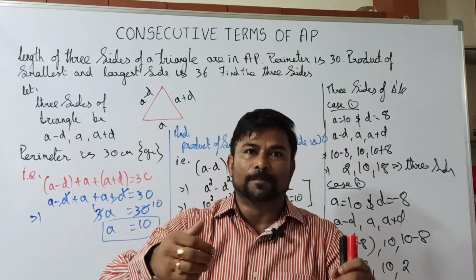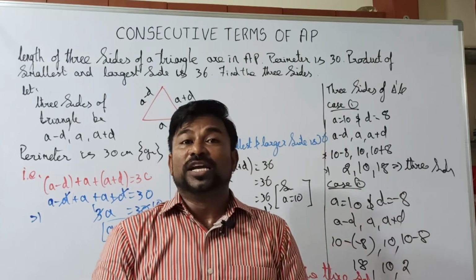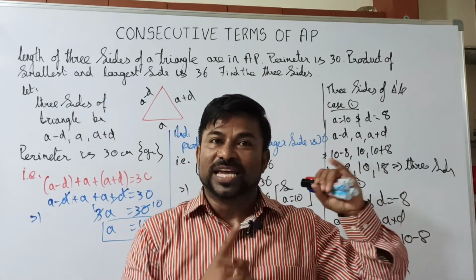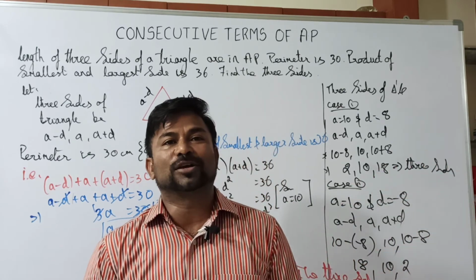So better remember, whenever he is giving terms in AP, 3 terms or 5 terms, instead of going for the general form, please use logical terms: A minus D, A, A plus D. Okay, hope you are able to understand the concept I was explaining.